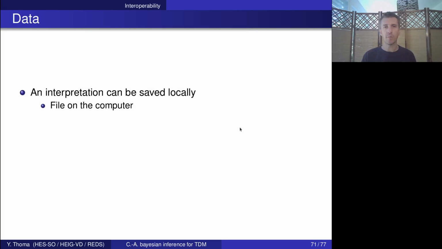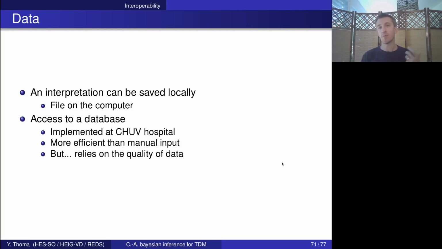Just some words about data. We don't have an internal database for the software. We wanted to keep it as simple as possible. So it's still possible to save a current interpretation, and it's also possible to access an external database, because every institution will have its own database at some stage. So we implemented something at the CHUV hospital in Lausanne with the idea that all the fields can be automatically filled from the data within the database.